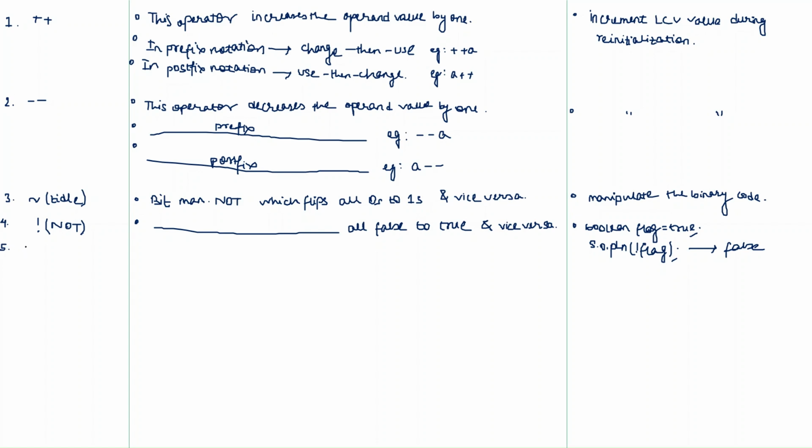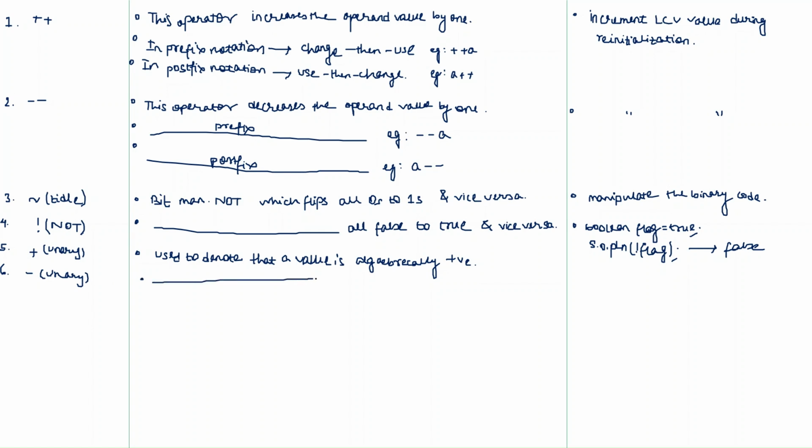Then we are going to talk about a unary plus symbol. This is used to denote that the value stored in that particular variable is algebraically positive. All right, and the unary minus is used for the same purpose, to denote that the value present in a variable is algebraically negative.